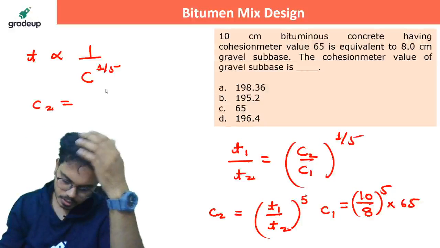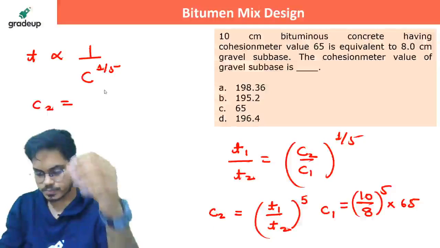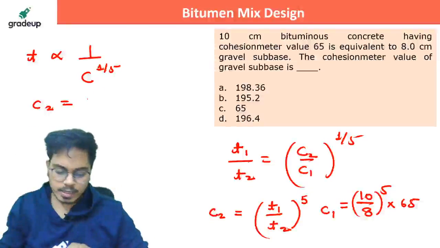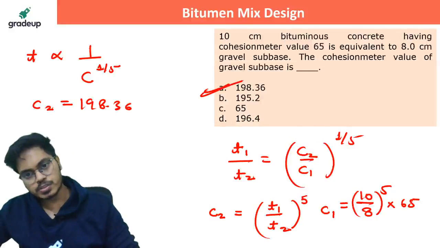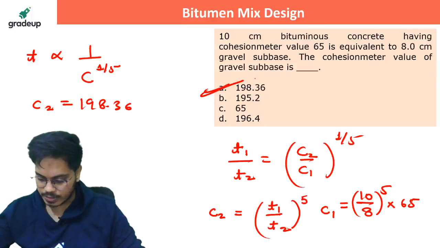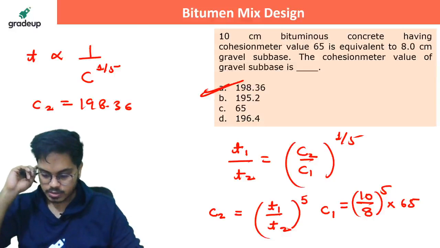From here the value of C2 should be 198.36, which is option A. Brilliant. Very good, Madhvi. Very good.